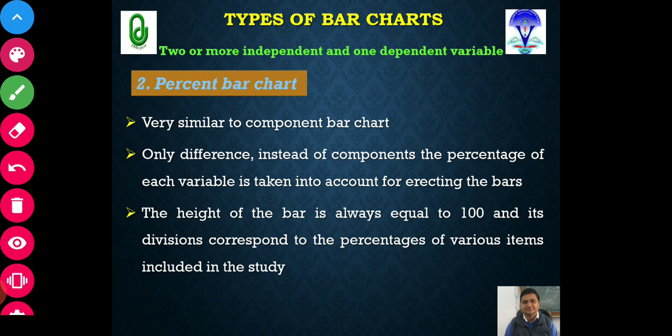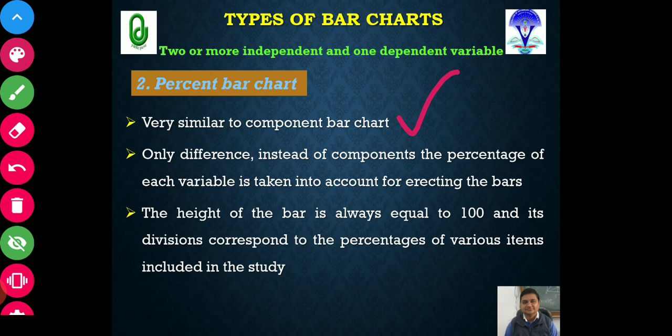Now, similar to this, just remember the component bar chart, and then you will be able to differentiate between component and percentage bar chart. So next is the percentage bar chart. So here also the condition is that you will have two or more independent and one dependent variable. So it is very similar to the component bar chart, but just remember the component bar chart, then only you will be able to differentiate between the component and percentage bar chart.